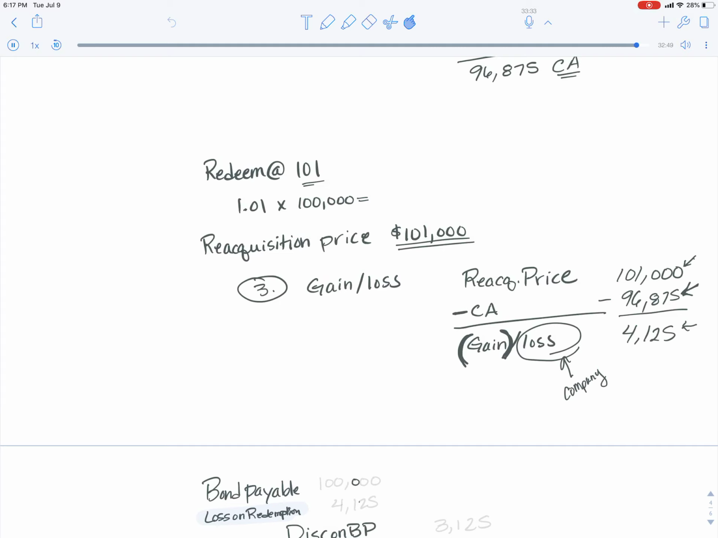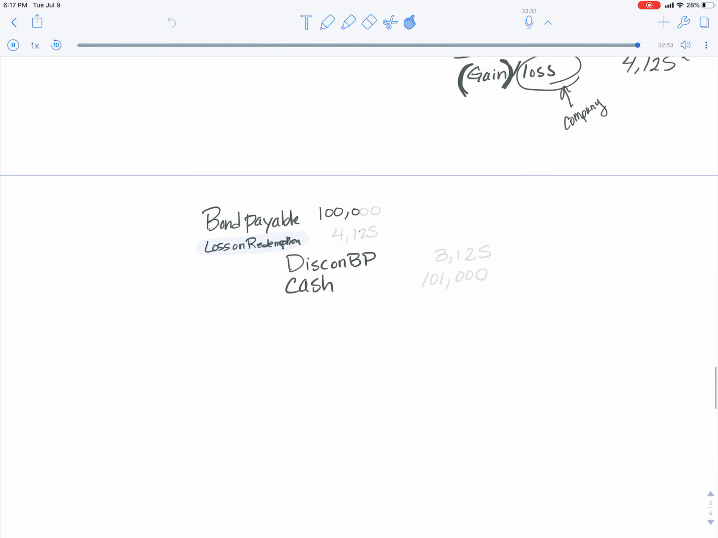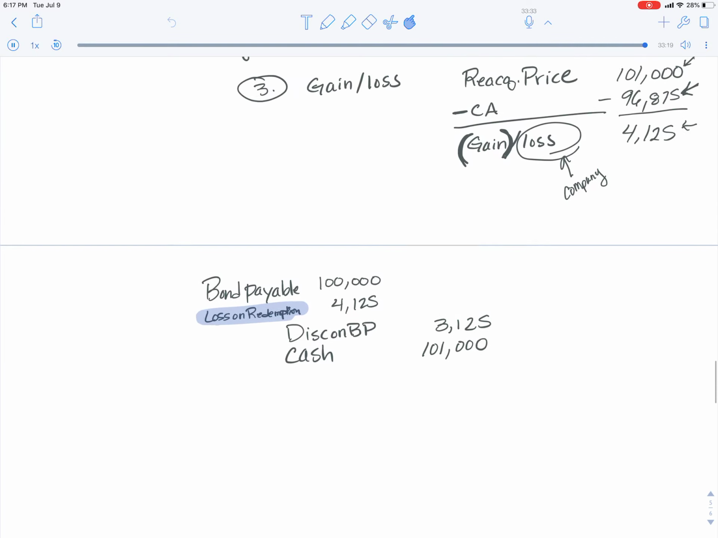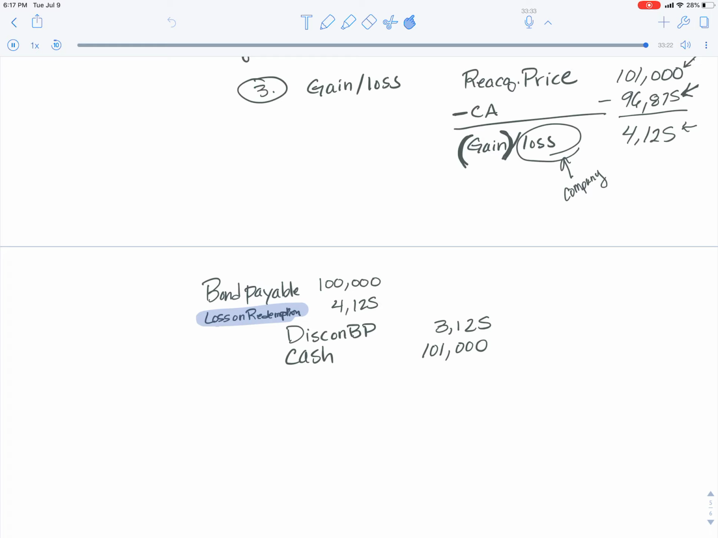The journal entry would look like this for redeeming of the bond. We would remove the bond face amount of $100,000. We would remove that discount balance and the cash we had to pay them to get it back. And the difference is going to be on the debit side to balance out $4,125. So losses are always going to be debits, and if it had been a gain, our gain would be on the credit side. Okay?